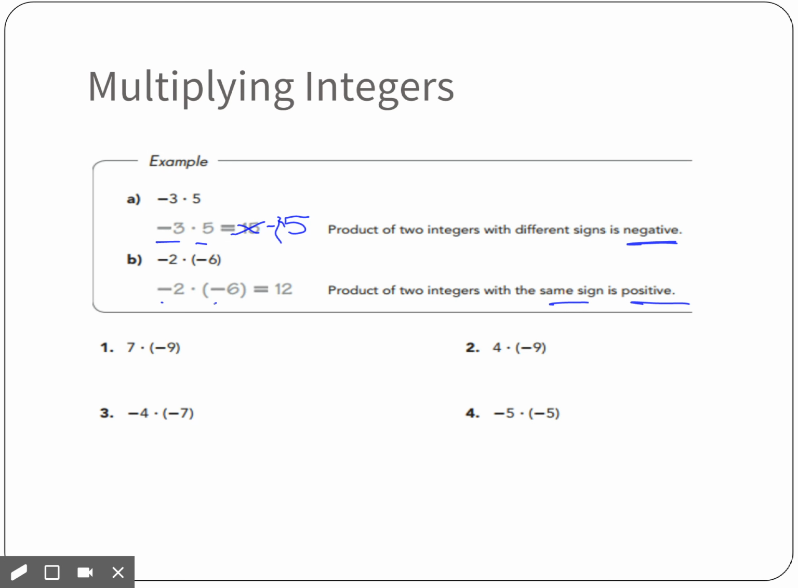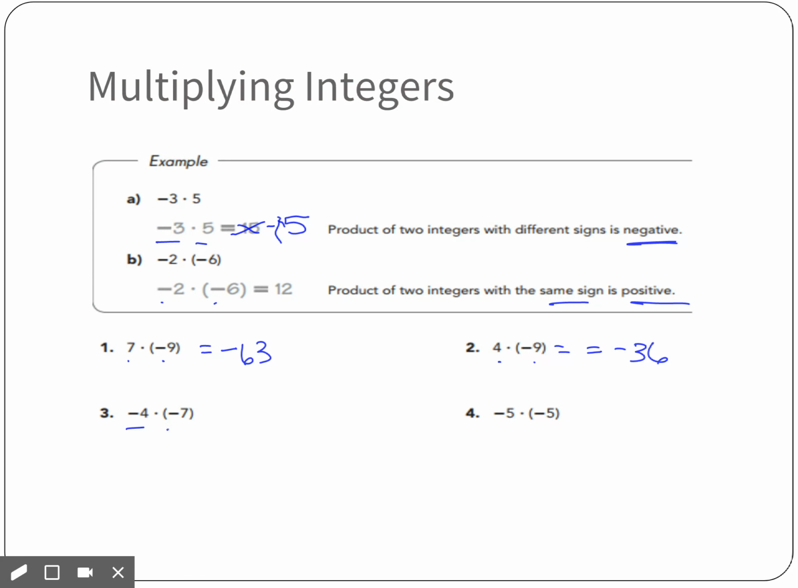So let's just practice. 7 times the negative 9. Positive times the negative, automatically you should know your answer is going to be negative. Then you just do the math. 7 times 9 is 63. Number 2, 4 times negative 9. I have one negative, so I know my answer will be negative 36.